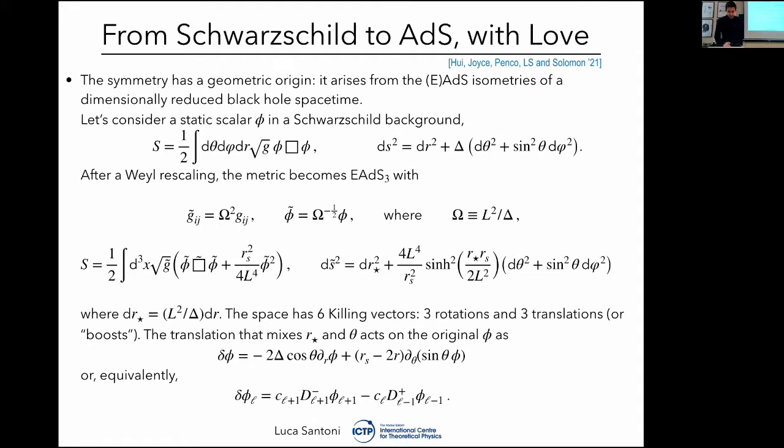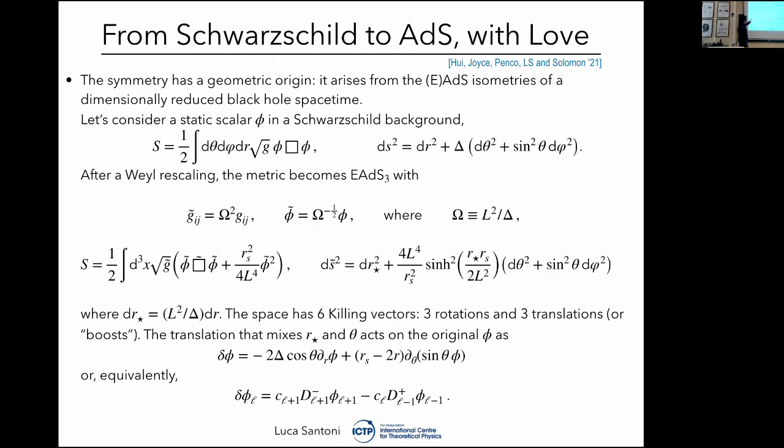Let me mention something else, which is kind of nice. The symmetry actually has a geometric origin. In fact, it is related to the isometry of a Euclidean AdS space in the following sense. Consider the scalar action in the static limit again, which is this one. This static scalar field lives on this effective metric. If you take the equation of motion associated with this action and this metric, it is basically the Klein-Gordon equation in the static limit.